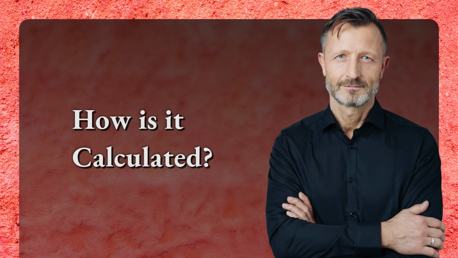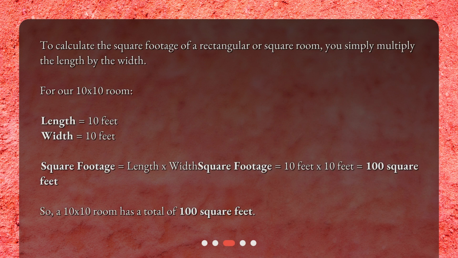How is it calculated? To calculate the square footage of a rectangular or square room, you simply multiply the length by the width. For our 10 by 10 room, length equals 10 feet, width equals 10 feet. Square footage equals length times width, which equals 10 feet by 10 feet, which equals 100 square feet. So, a 10 by 10 room has a total of 100 square feet.